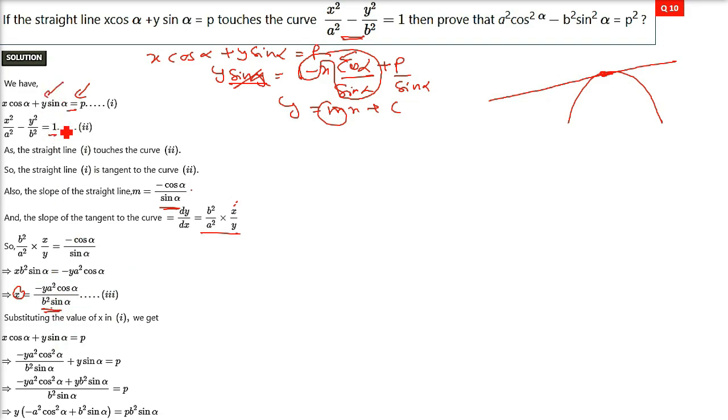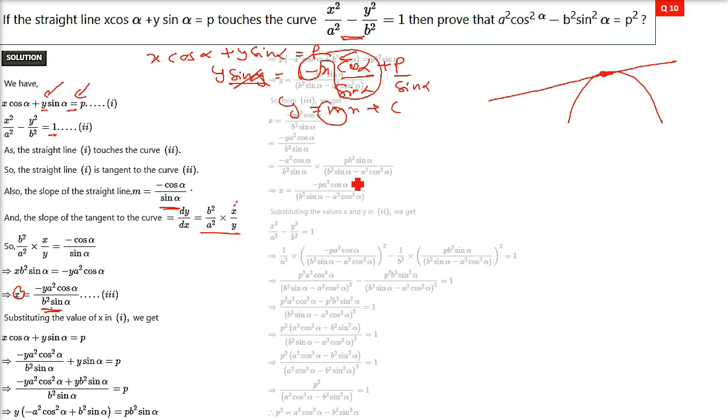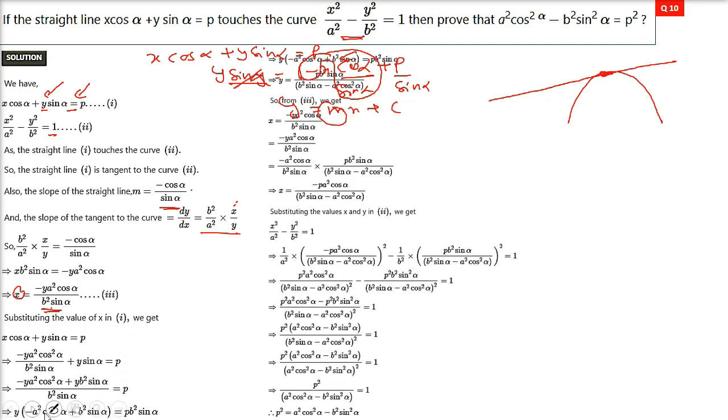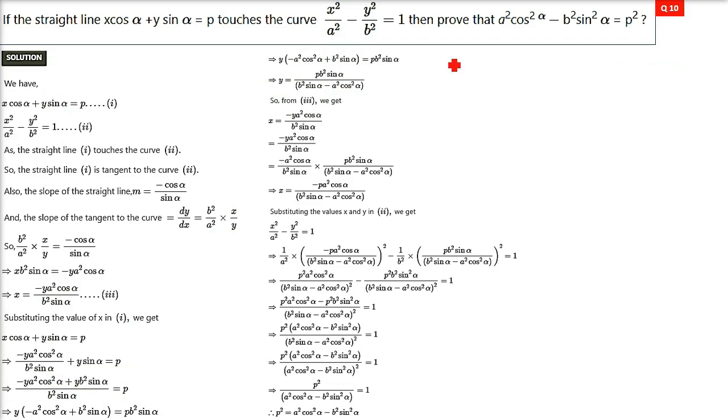When you put this x in the equation of the line, you will get a y. I hope you got the idea. First we equated the slopes, then we found x. We substituted this x into the line equation, and then we found out the y. Now since we have x and y, this x and y has to satisfy the equation of the curve also. So whatever x and y you got, place it in the equation of the curve, which is x square by a square minus y square by b square equals 1. When you put this here, you will see that after rearrangement, this is the condition you will get. So if you have any problem, just let me know.